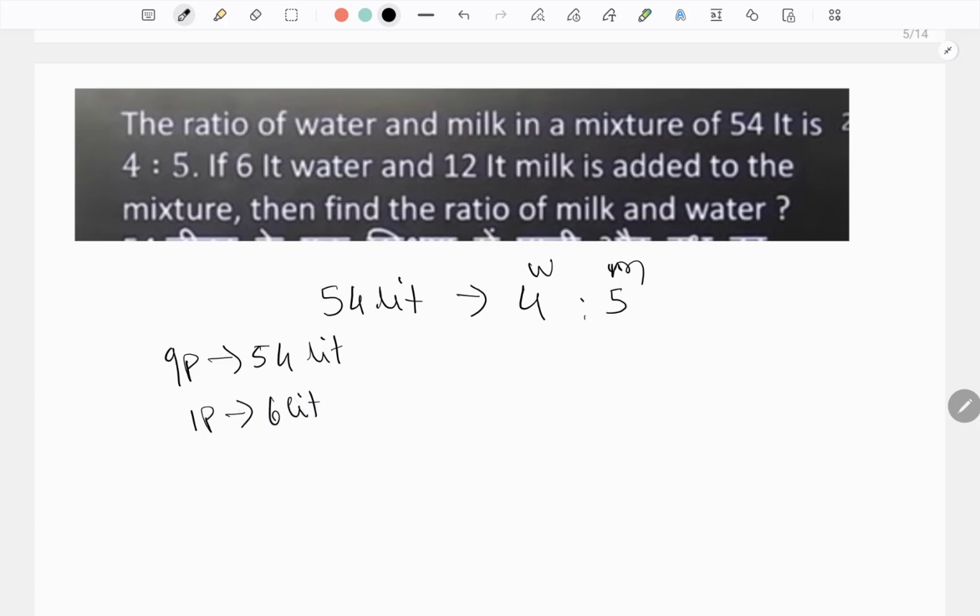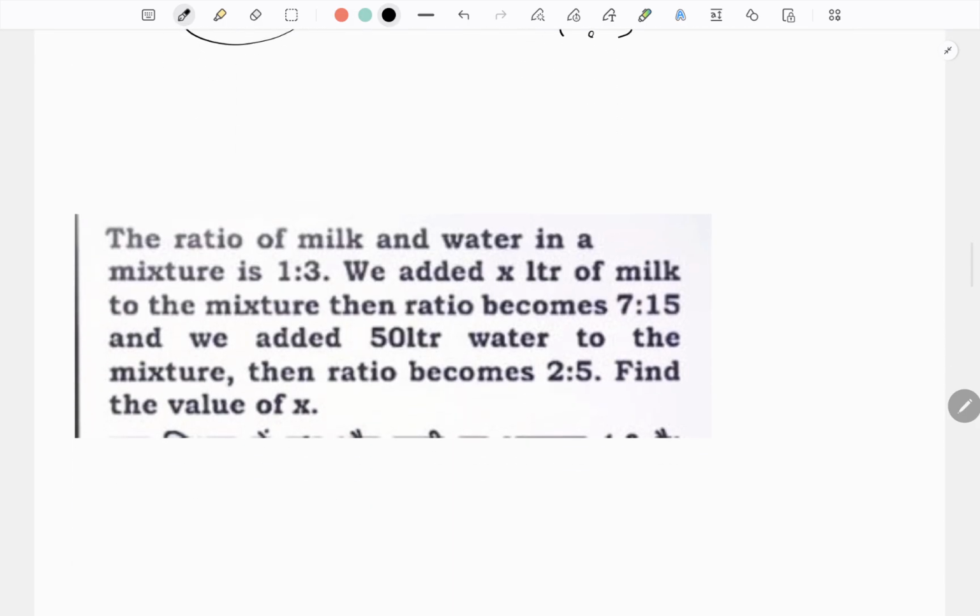They're asking us to add 6 liters of water. 6 liters means 1 part. So it becomes 5. And 12 liters of milk means 2 parts, 7. So finally they're asking to find the ratio of milk and water. Now please be careful. We found water and milk ratio, but they're asking milk and water ratio. So 7:5. Please be careful.